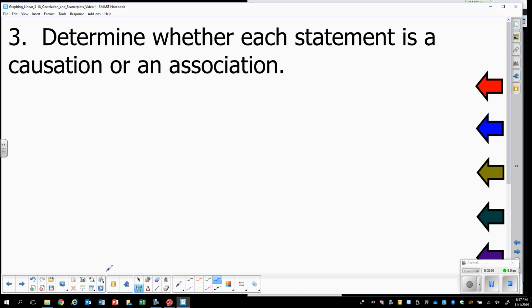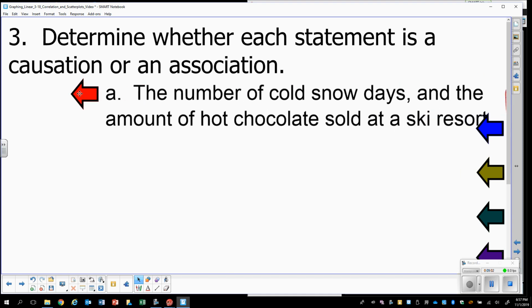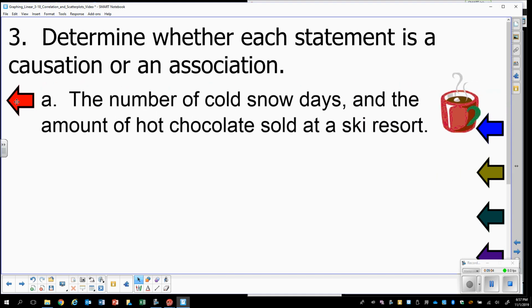We're going to determine whether the following statements are causation or if they're association. So we have A, it says the number of cold days and the amount of hot chocolate sold at a ski resort. We can't say that because it's cold, that's what caused more hot chocolate to be sold.